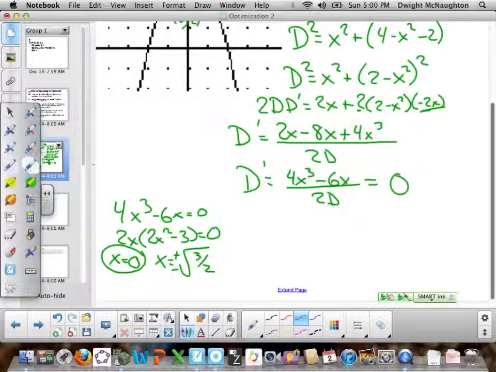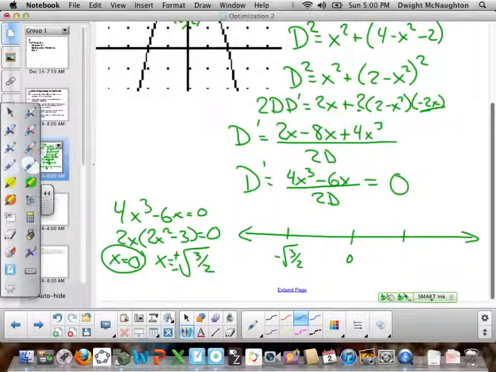So let's do a sign chart and find where we're closest. All right, so we go from negative square root of 3/2, 0, and positive square root of 3/2. Now, if we do some plugging into our derivative, d prime is 4x cubed minus 6x over 2d. Distance is always positive, so the bottom of a fraction will always be positive.